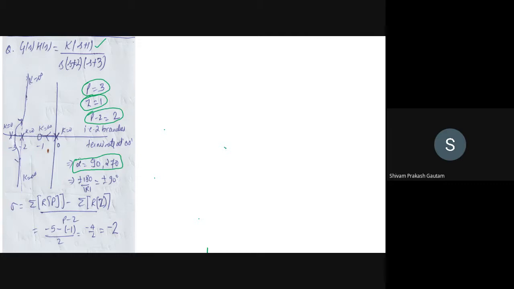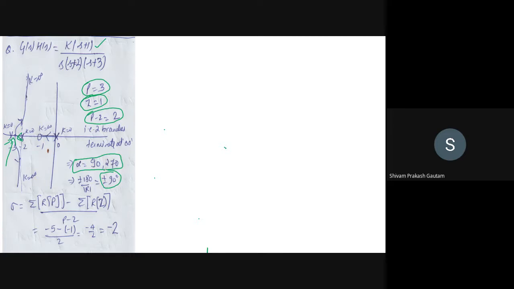And here we are calculating this because we are having a breakaway point, right? You can see here we are having a breakaway point, and how the root locus branches will leave from the breakaway point is given by plus minus 180 by r. R is how many branches are approaching this point. So there are two branches approaching this point, one from this pole, one from this pole, therefore plus minus 90 degree.